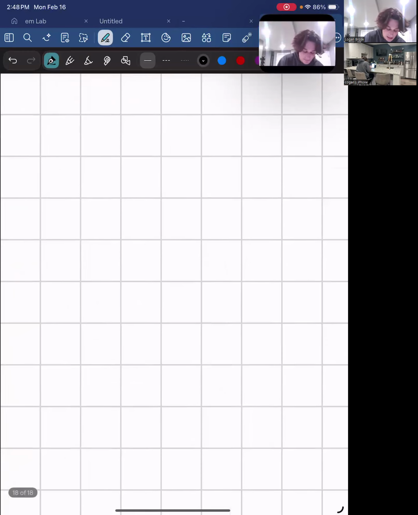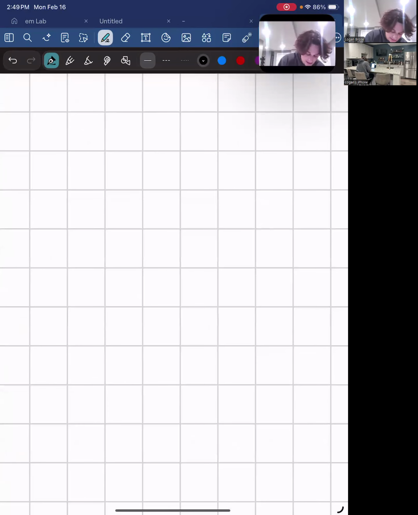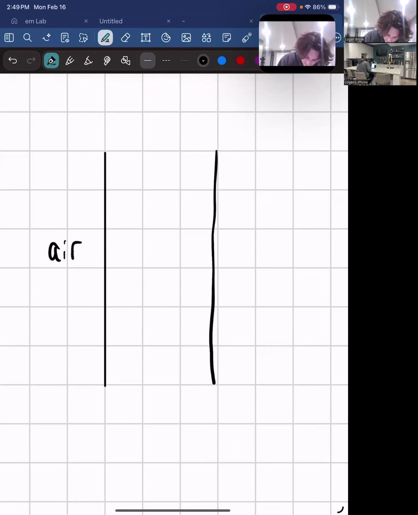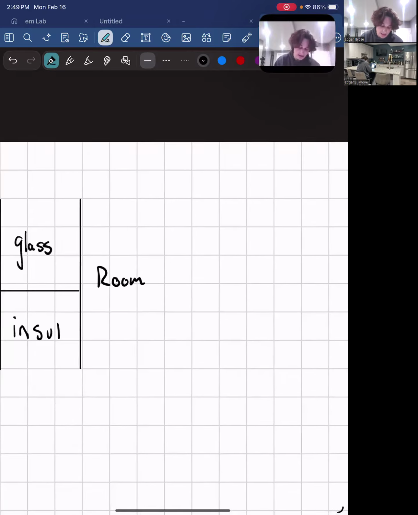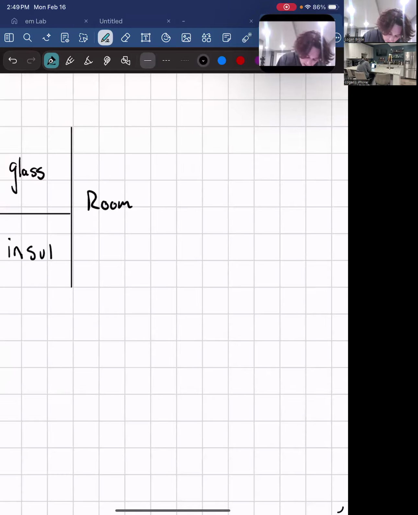If we look at surfaces in parallel, right? So let's say we have air, then we have, let's say this is a wall here. We have our glass, and let's still use insulation. Then we have a room on this side, right? So we just related it to delta V equals IR.